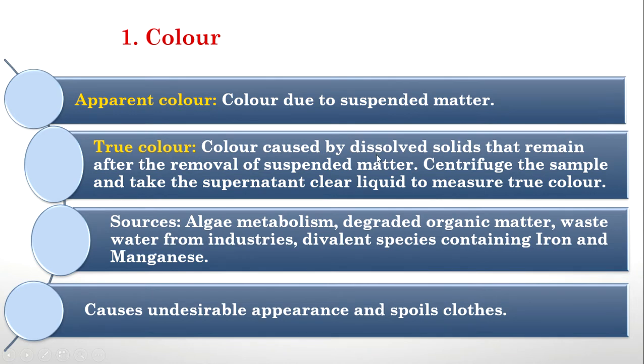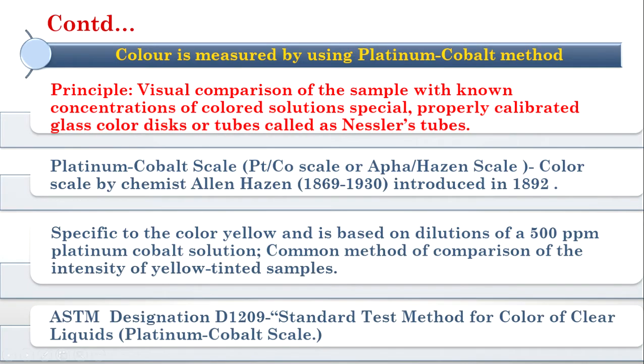There are many sources by which water is getting colored: algae, degraded organic matter, wastewater from industries, divergent species, etc. are some of the main sources by which water gets color. Mainly this color is measured by using the platinum cobalt method. It is a visual comparison method. We will compare the color of our sample water with some standard colored water. For that we will use the platinum cobalt solution.